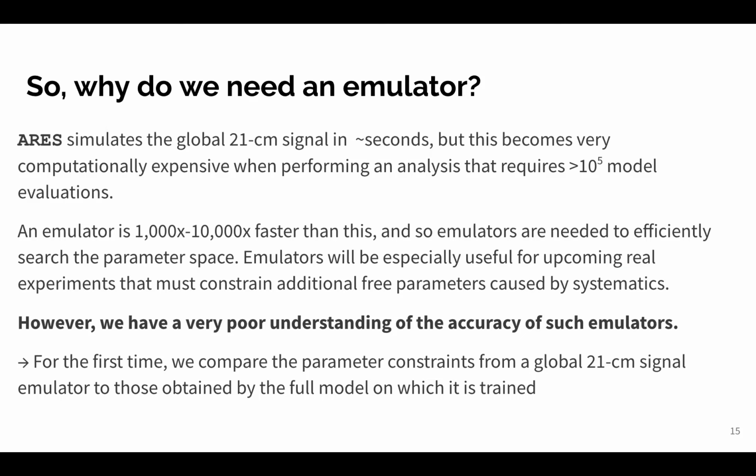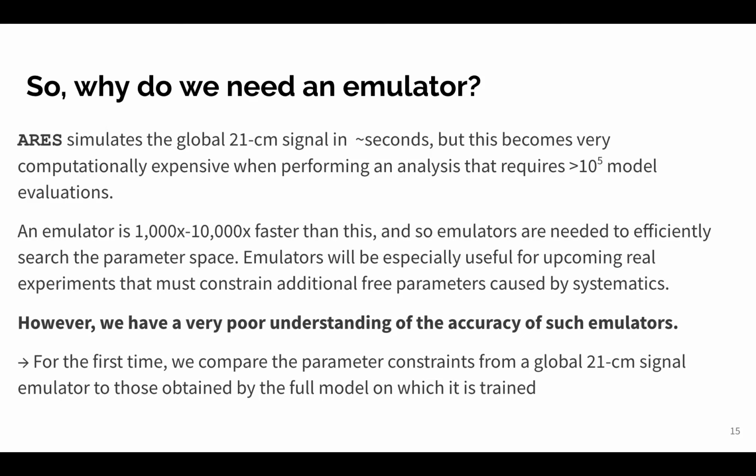And emulators will be useful, especially in the future for upcoming real experiments that must constrain many free parameters caused by additional systematics. So that's one of the main reasons that emulators will be useful going forward, that and the speed. However, there have been some emulators developed for the global 21 centimeter signal, but we have a very poor understanding of the accuracy of these emulators.